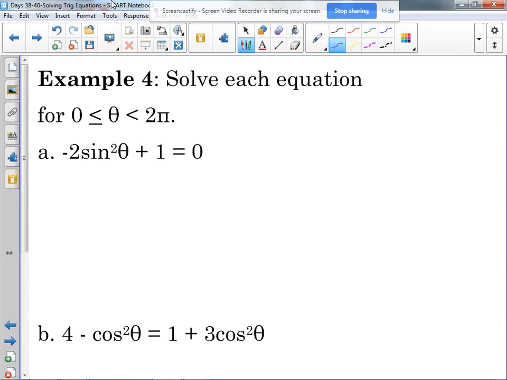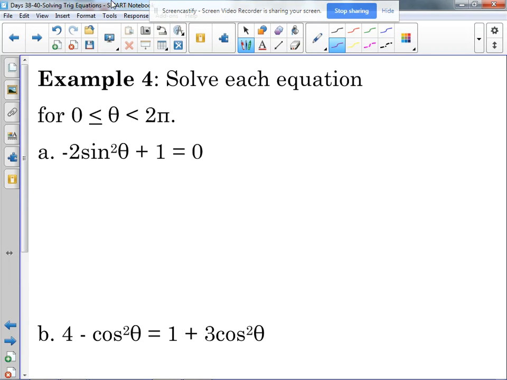Okay, so let's look. These are actually on the worksheet that I gave you. This is problem number 1, or should be problem number 1 there on the paper that I gave you. Okay, we've got -2 sine squared of theta plus 1 is equal to 0. So principle number 1 still applies. We've got to get the trig function by itself.